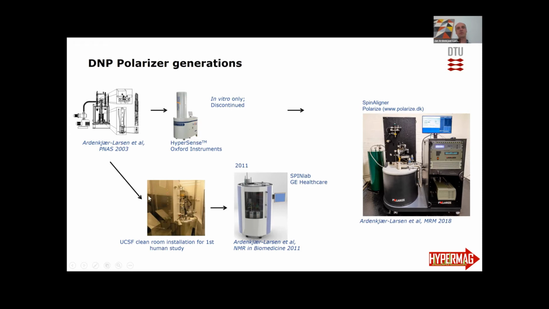So we took one of the first prototypes, put it in a clean room at UCSF, and that was the basis for the first patient study. GE, in parallel with that, developed the SpinLab, which is the commercial polarizer, which is what is currently the only practical solution for clinical hyperpolarized MR.